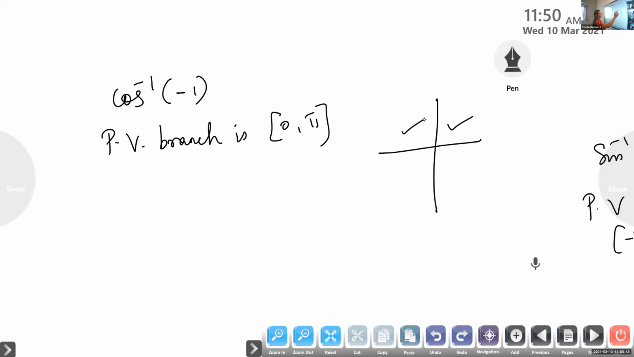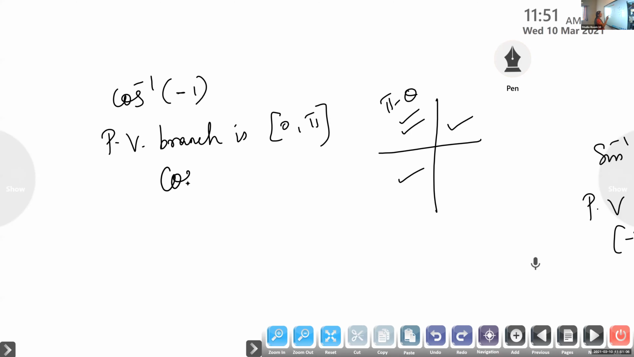In which quadrants will cos be negative? Cos will be negative in the second and third. So, which is the common one you are getting there? Second quadrant. In the second quadrant, it takes the form pi minus theta.